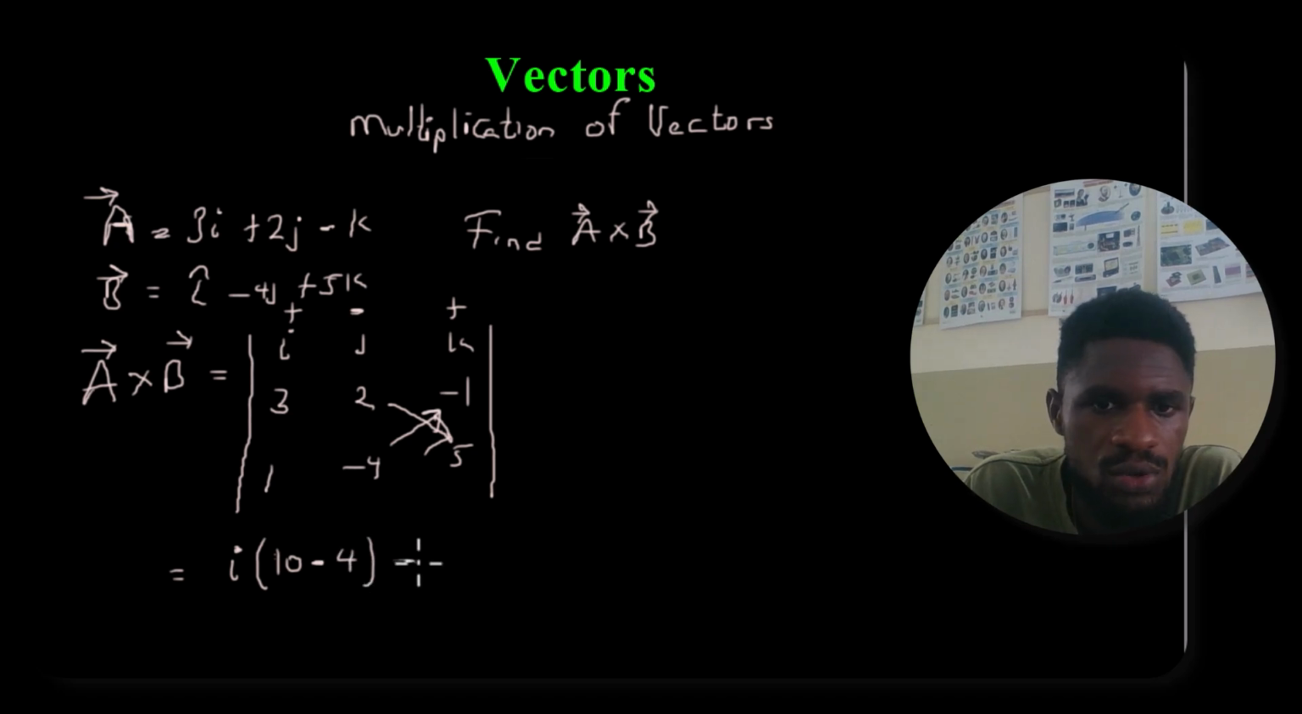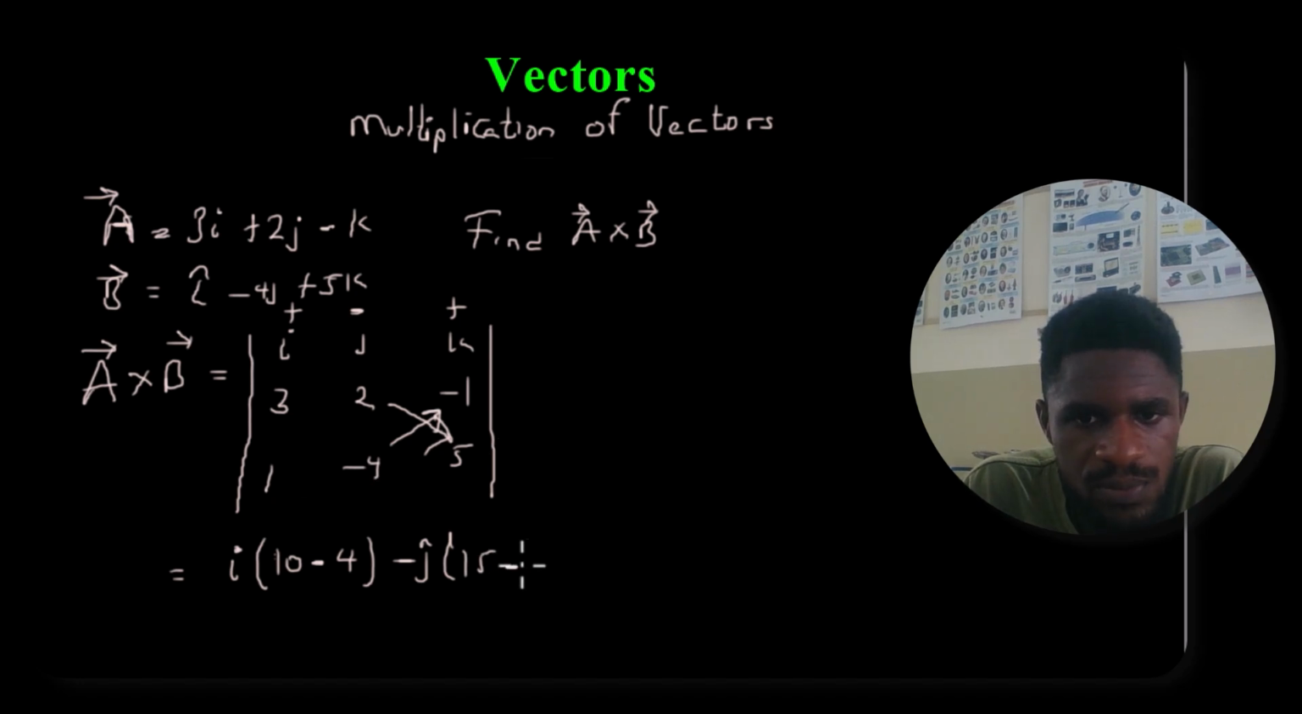Then we have this, so minus j. Okay, so for j, again block the first row, block the second column. So 3 and 5. So open a bracket. This is 15. 1 times minus 1, so this is minus 1. So you can just say plus 1 here.